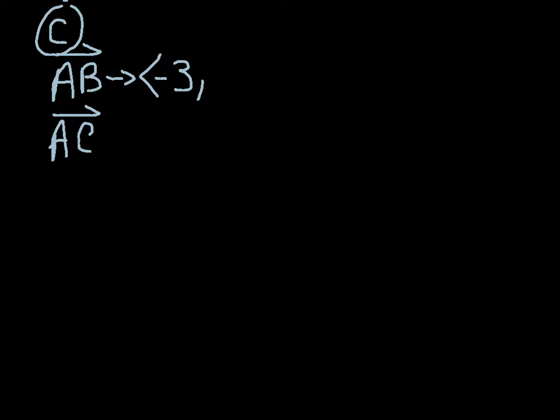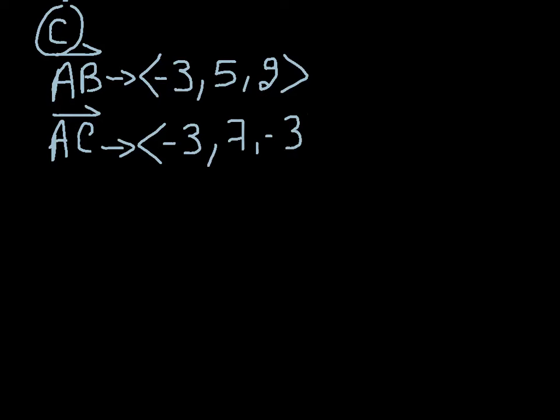Part C is the area of the triangle. I want you to pick 2 adjacent vectors. I'm going to pick vector AB and put it in component form, and vector AC in component form. If B is the terminal and A is the initial, we do terminal minus initial, and vector AB is going to be negative 3, 5, 2. The same thing for AC: C is terminal, A is initial. The component form of this vector will be negative 3, 7, negative 3.